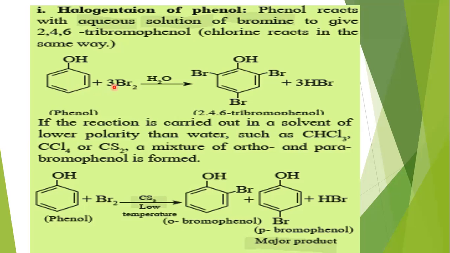So when phenol reacts with bromine in the presence of water, or bromine water, it gives 2,4,6 tribromophenol. When phenol reacts with bromine in the presence of carbon disulfide at low temperature, it gives a mixture of orthobromophenol and parabromophenol. See, both products are different as the solvent changes. Here water is the solvent and here carbon disulfide is the solvent.